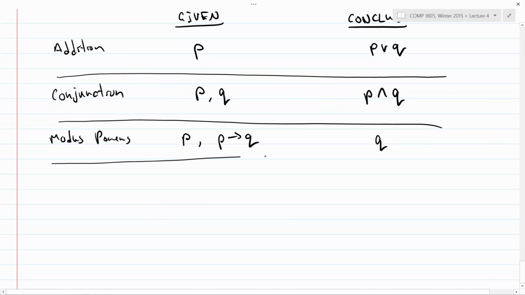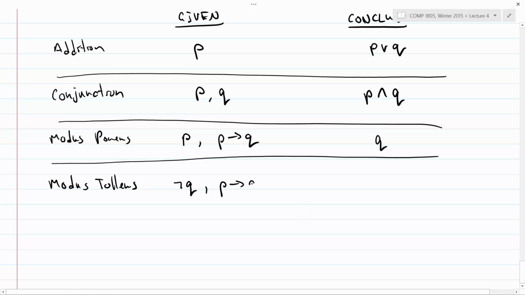We also have a very similar rule called modus tollens. And this says if you're given two things, if you're given not Q and you're given P implies Q, then you're allowed to conclude, any guesses? Not P. All right.